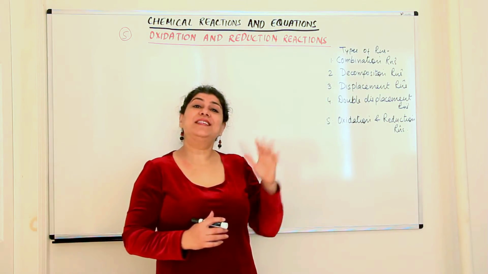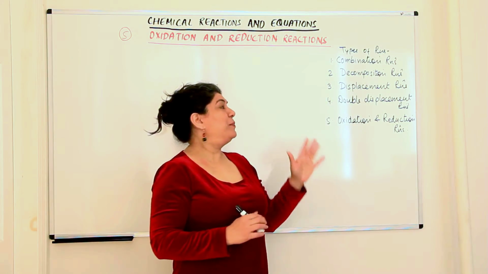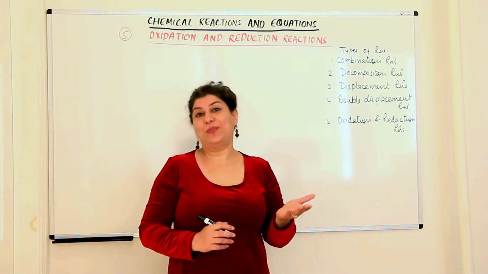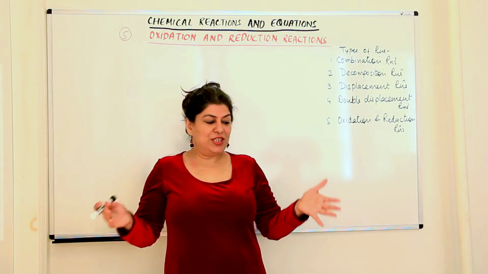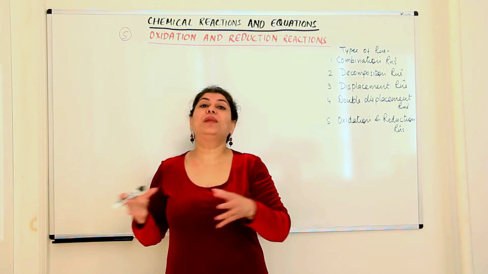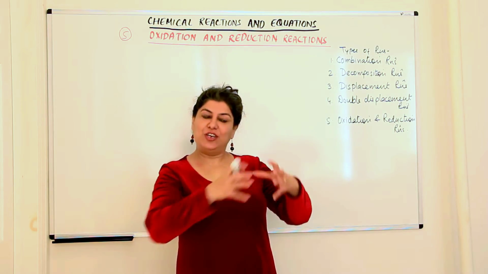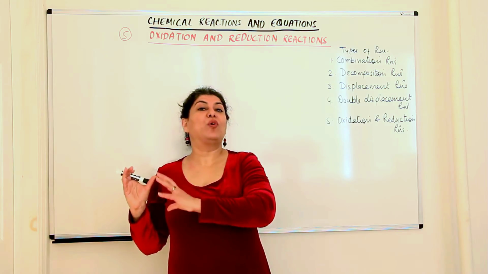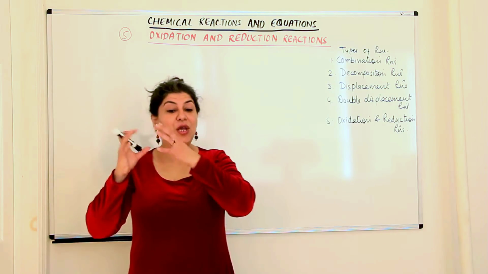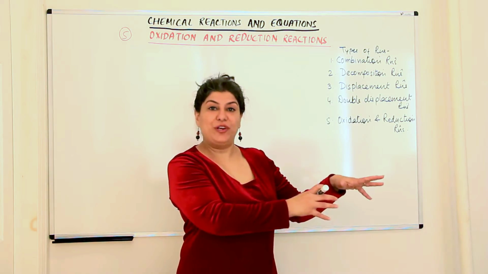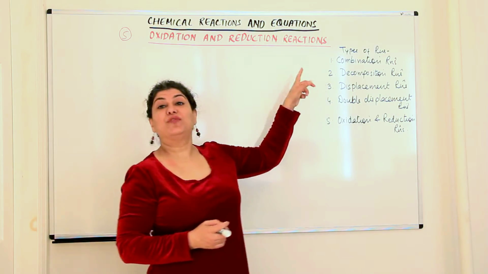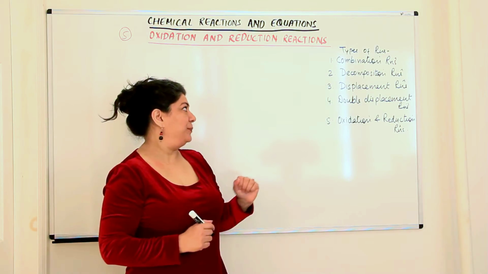The next is decomposition reaction. A decomposition reaction is the opposite of a combination reaction. Combination is formation of a thing from little parts, and decomposition is breaking up of a large thing into smaller parts. So when you have a molecule in the reactants which is breaking down into smaller molecules, that kind of a reaction would be a decomposition reaction.